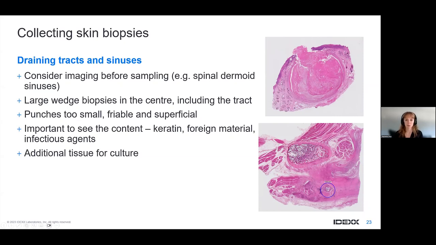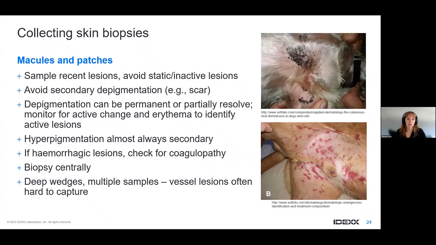So this is another example where you can see skeletal muscle. This was a really deep muscle biopsy with a foreign body right in the middle. So obviously, if you just biopsy this area, then you wouldn't be able to identify the culprit in these cases. And then we have macules and patches.